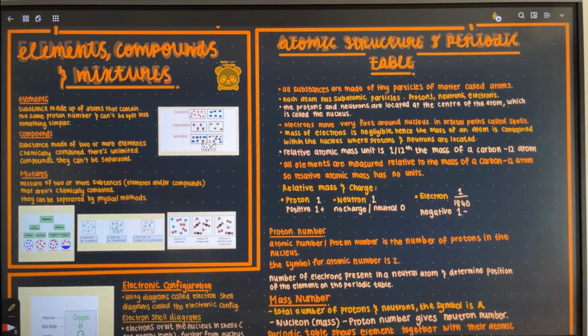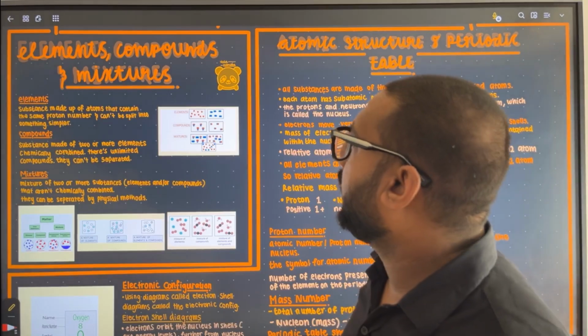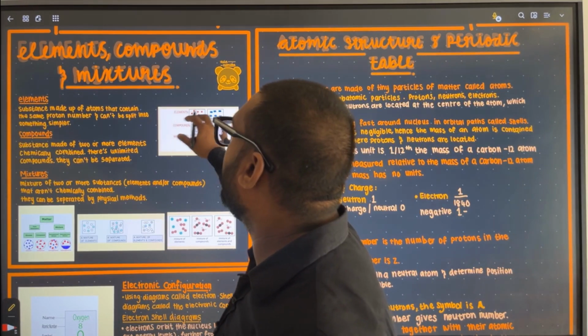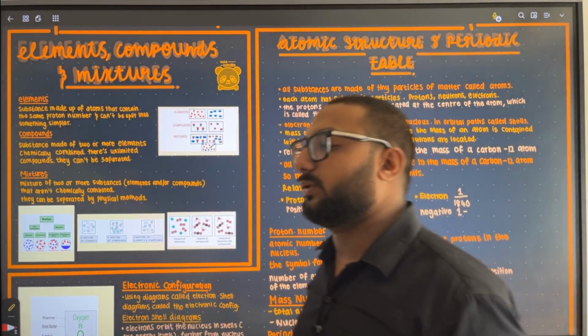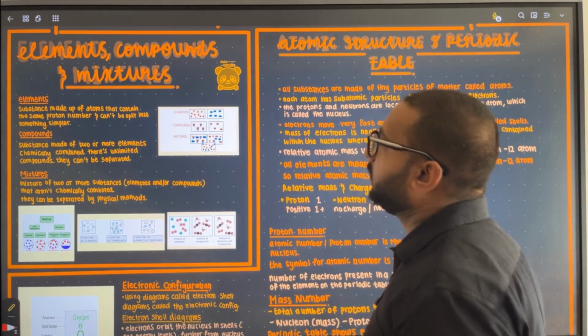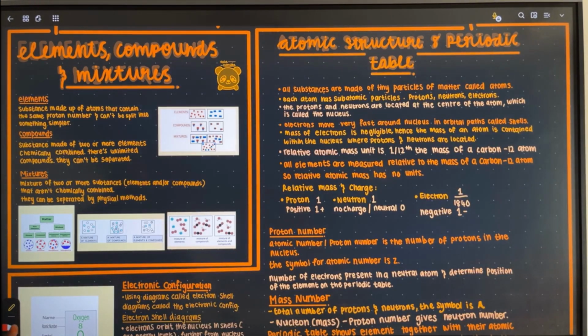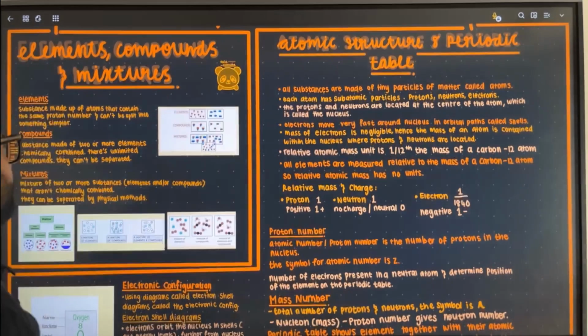Starting with elements. Elements are substances that are made up of atoms that contain the same proton number and can't be split into something simpler. So elements are something which have the same number of protons. Suppose this is an element. This element has atoms which have the same number of protons, or you can say the same atomic number. So an element is made up of atoms which have the same number of protons and cannot be further divided.